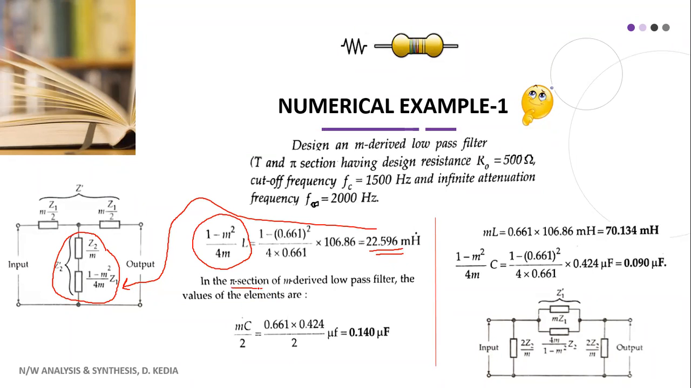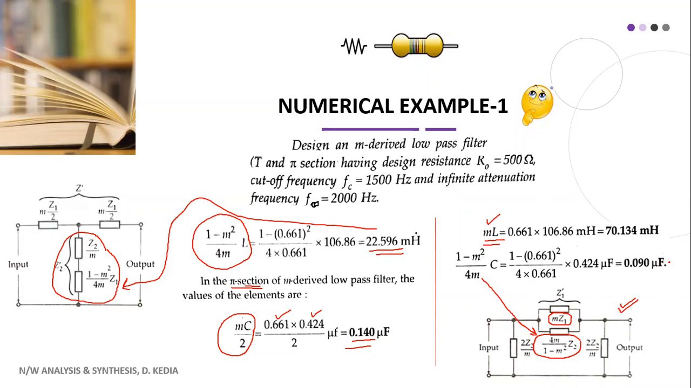Now for the pi section, we will have a term mC by 2. So you substitute the value of m, then C, and you get this. Similarly, we need a term mL. You see, this is our pi section. For the pi section, we have m Z1, and m Z1 is nothing but mL. We have 4m by 1 minus m square into Z2. So you have to reverse this, because in the capacitor we have the reverse thing. So we have 1 minus m square by 4m into C. This is nothing but this value.